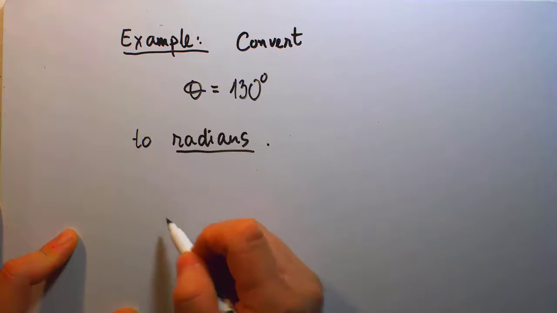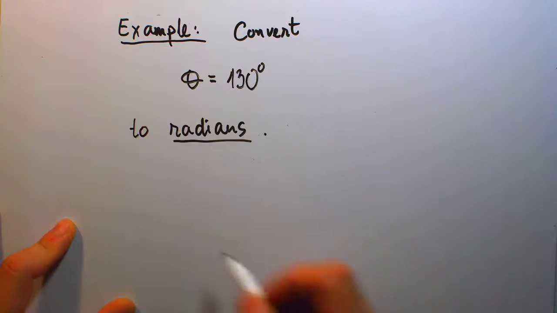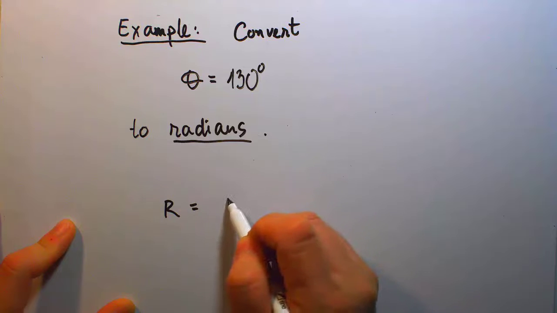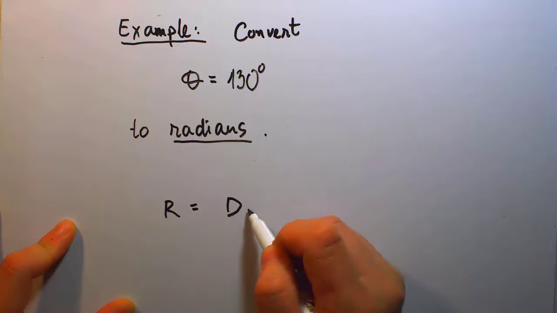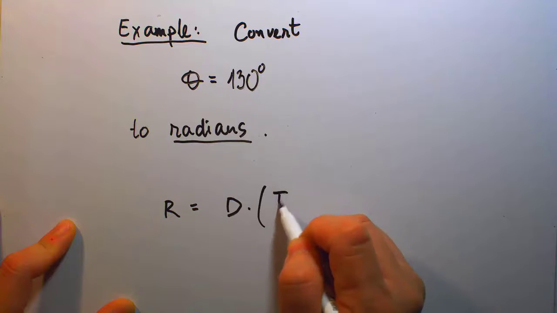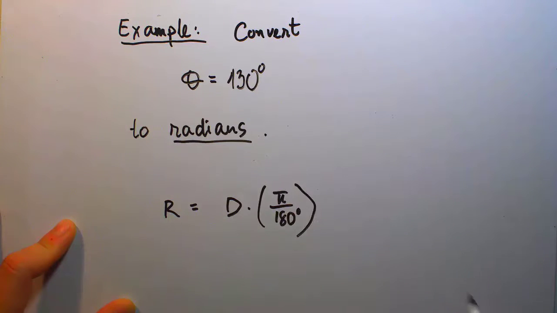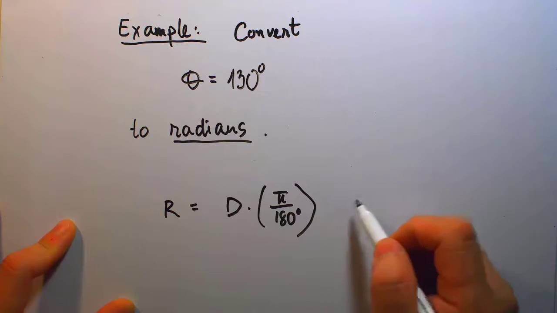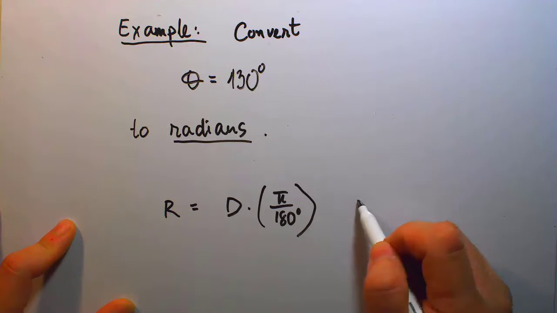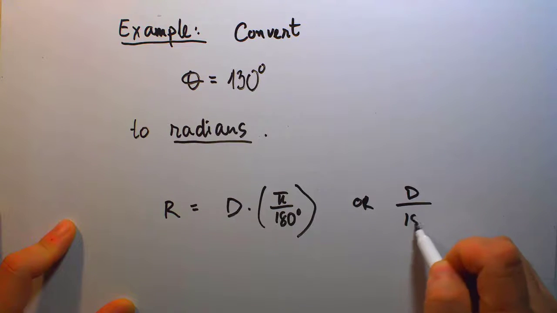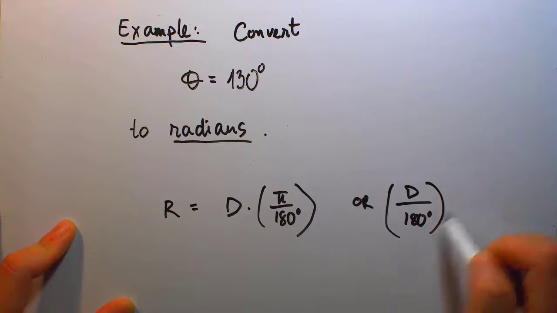Now, we already learned through the video lessons that radian is equal to the given degrees multiplied with pi divided by 180. Or differently, you can rearrange that and think of it as d over 180 multiplied with pi. Either way is going to give you the radians.